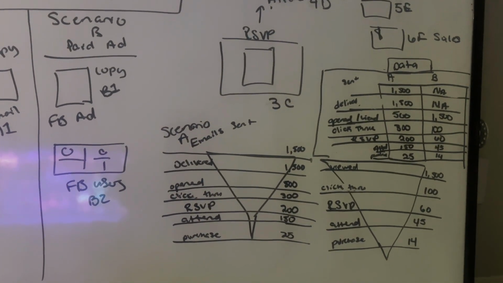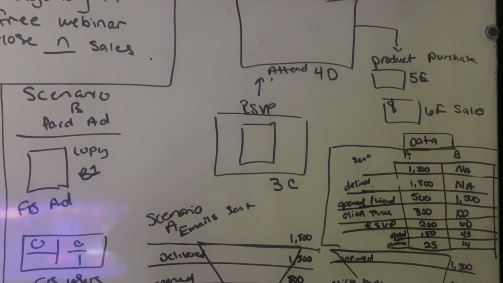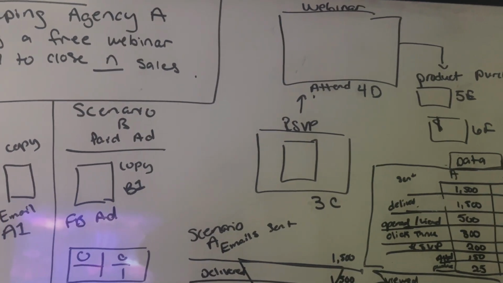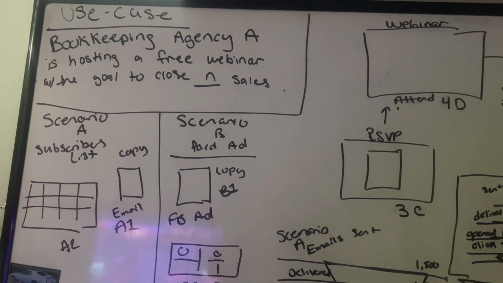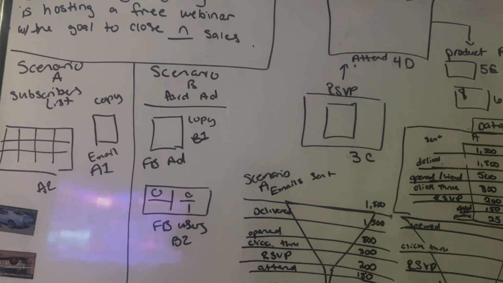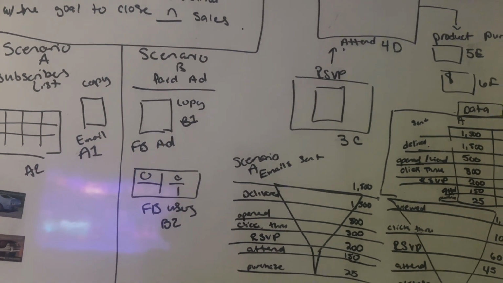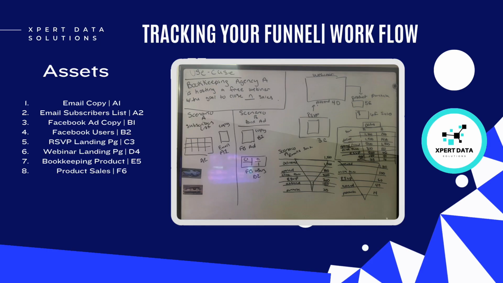So in scenario A, we'll be tracking the number of emails that got sent, the number that got delivered, the number that got opened, the click-through rate, the RSVP rate, the attend rate, and the purchase. And then in scenario B, we'll be tracking the number of times that our copy got viewed, the RSVP rate, the attend rate, and the purchase. So that's the use case, and those are the data points we're going to be tracking.